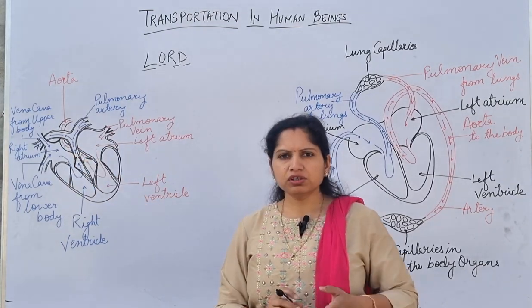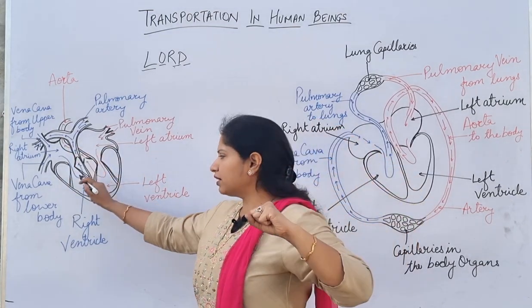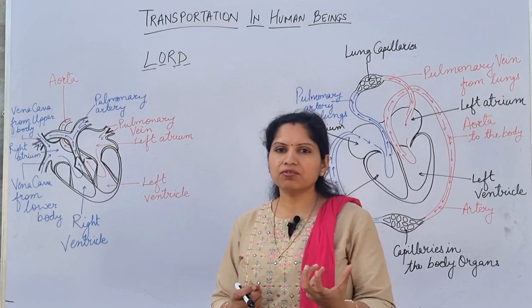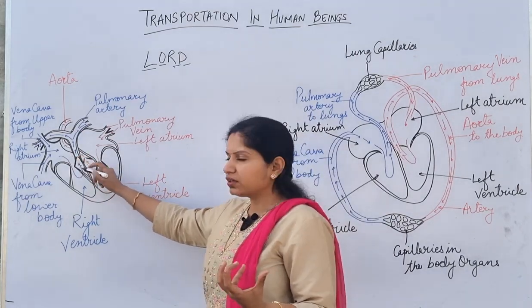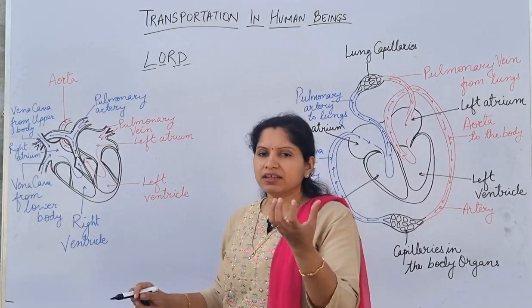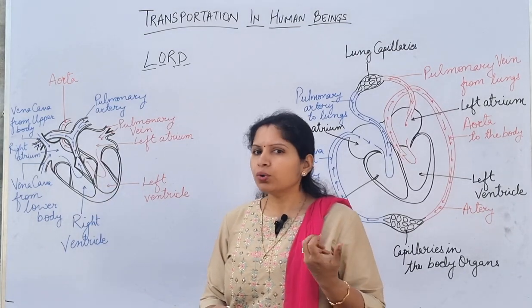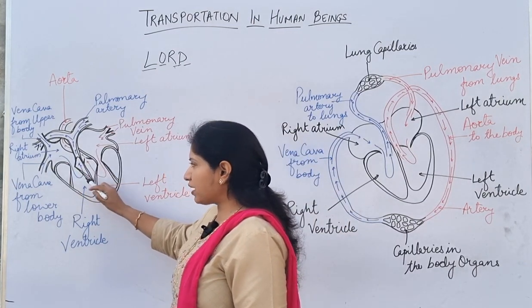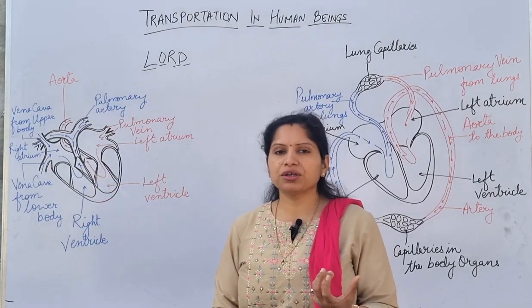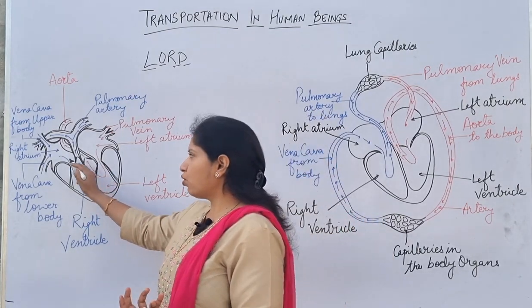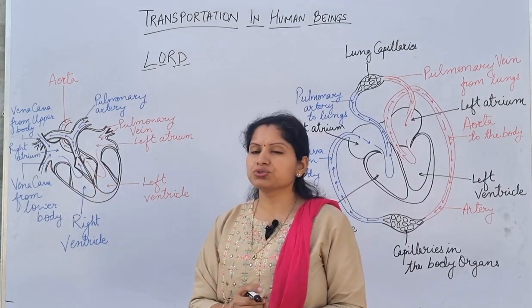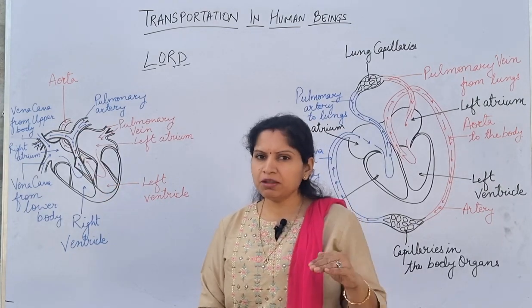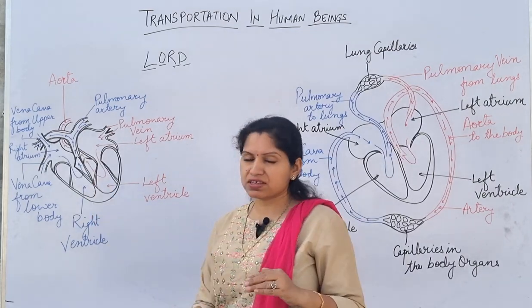When the right atrium is full, it contracts and pushes the blood into the right ventricle. By this time the right ventricle remains relaxed to receive the blood. When the right ventricle is full, it starts contracting. This valve, present between the right atrium and the right ventricle, closes to prevent the backflow of blood from the right ventricle to the right atrium. There should not be any backflow of blood, and to prevent this, these valves are there.